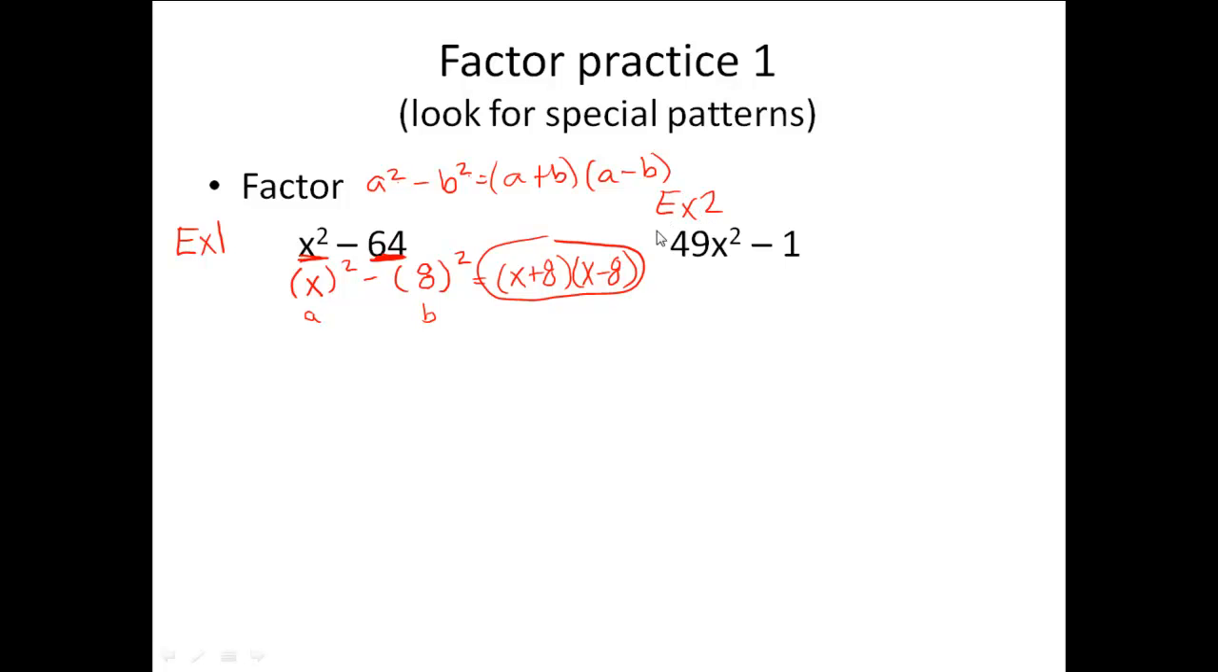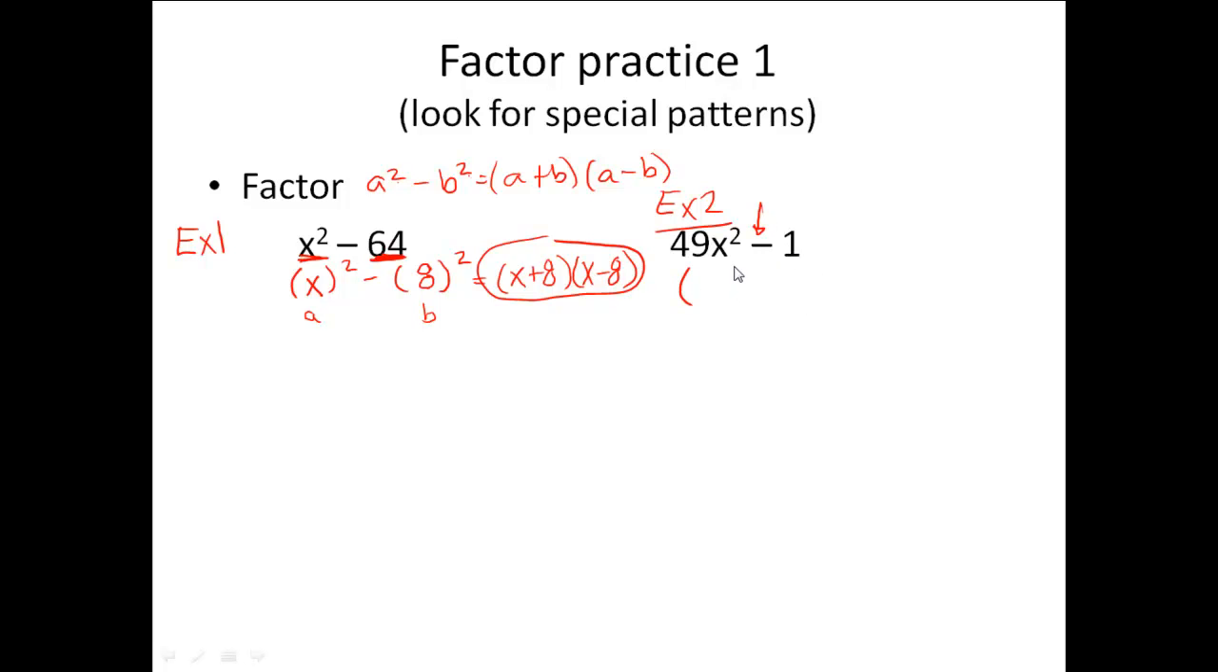Okay, this next example, put this down as example 2 in your flip books. We've got 49x squared minus 1. Now my hints that it might follow this pattern would be that 49 is a perfect square, x squared is a perfect square, and 1 is a perfect square, and I have a minus sign, because remember it's the difference of two squares. It has to be a minus sign.